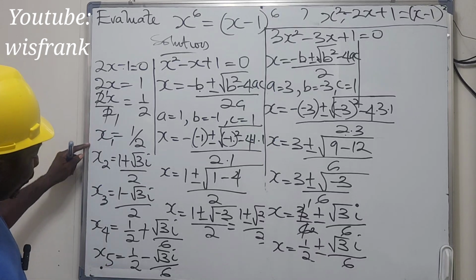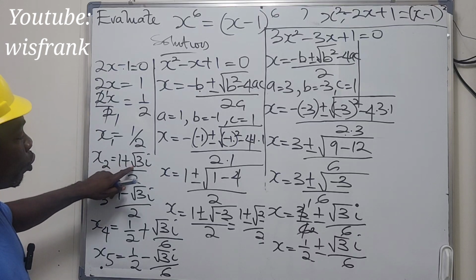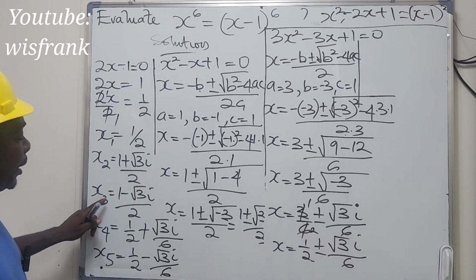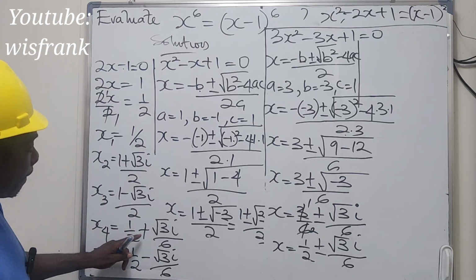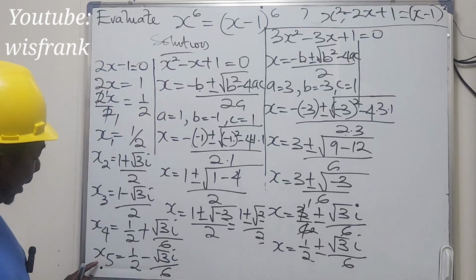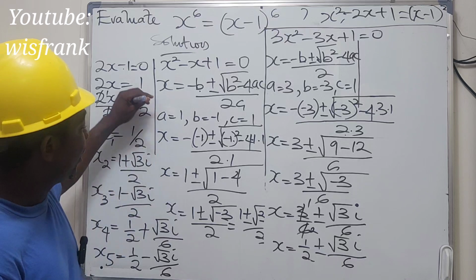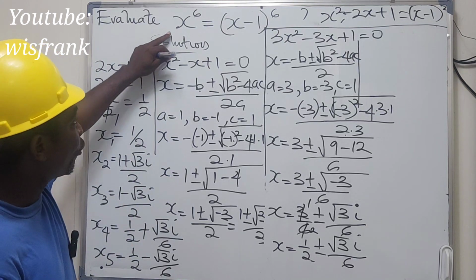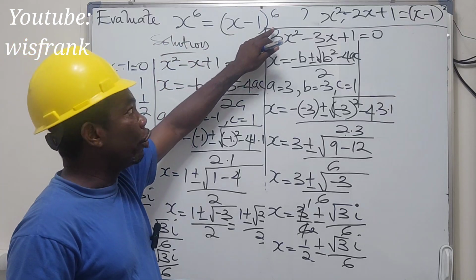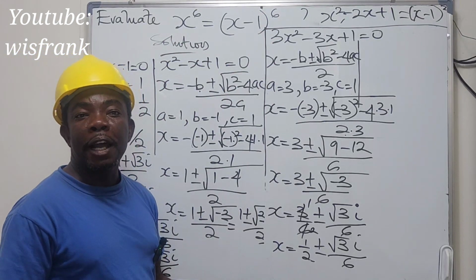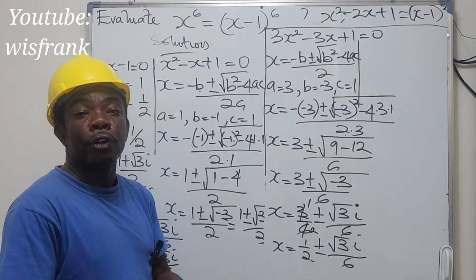So these are the values of x. x1 is 1 all over 2. x2 is 1 plus root 3i all over 2. Then x3 is 1 minus root 3i all over 2. Then x4 is 1 all over 2 plus root 3i all over 6. Then x5 is 1 all over 2 minus root 3i all over 6. So these are the 5 values of x that we've gotten from this evaluation of x to the power of 6 equals x minus 1 all to the power of 6. And we were able to find these 5 solutions to this equation.